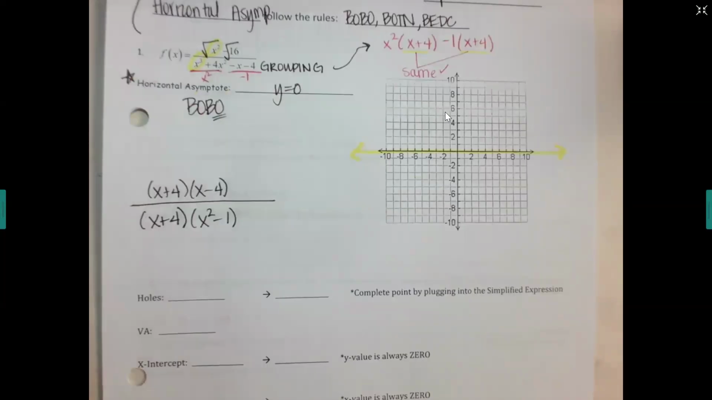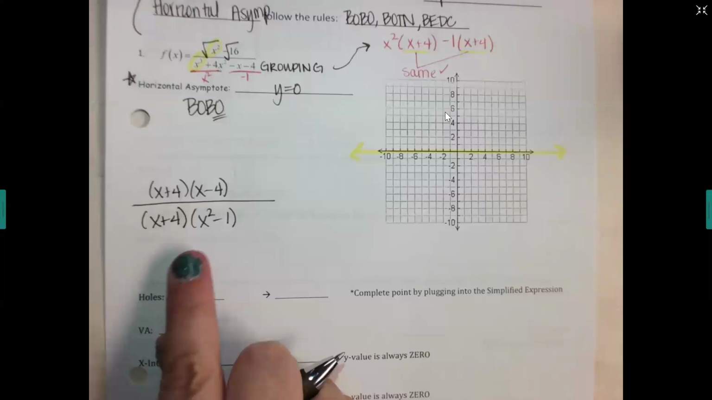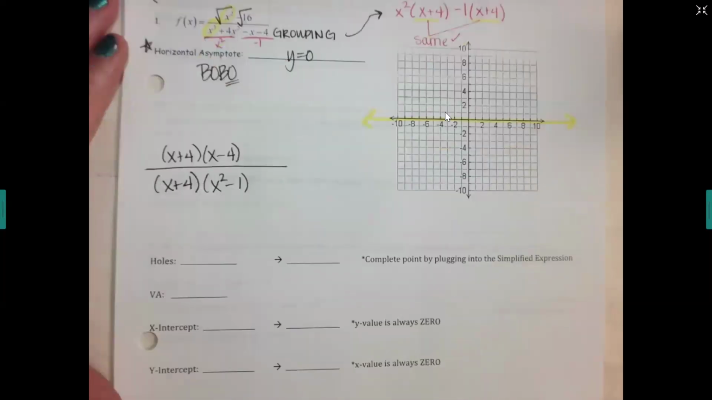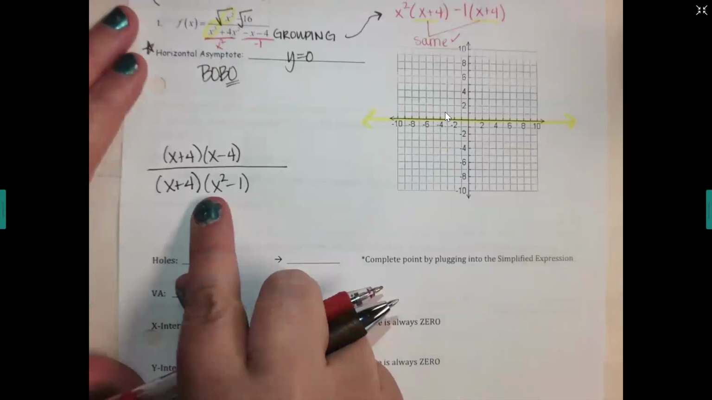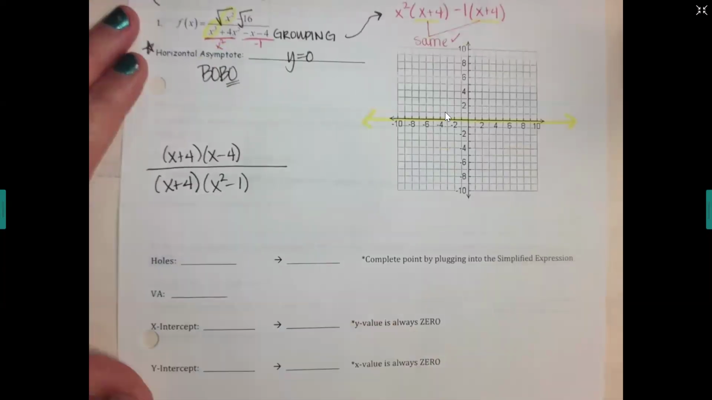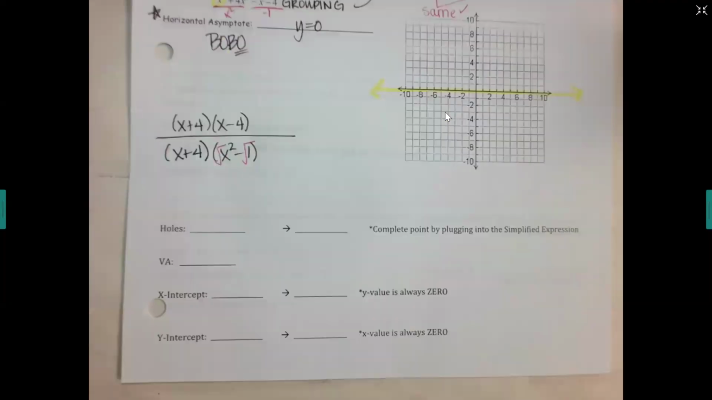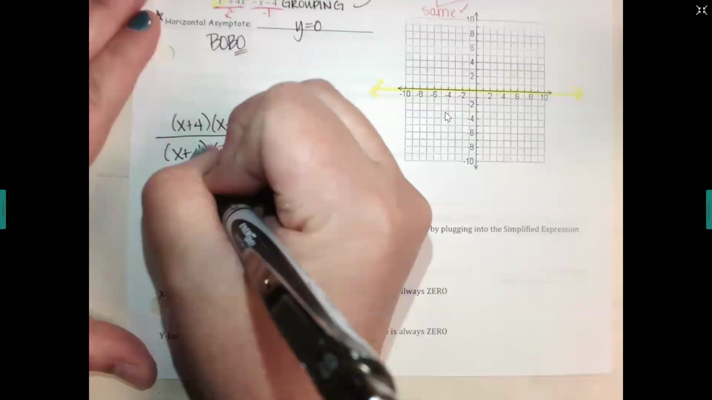Now, if you look at the bottom, you should see that this can break down again via what method? This one can break down one more time. Perfect. Square roots. Very good. What's the square root of x squared? And then the square root of 1? Plus or minus 1.